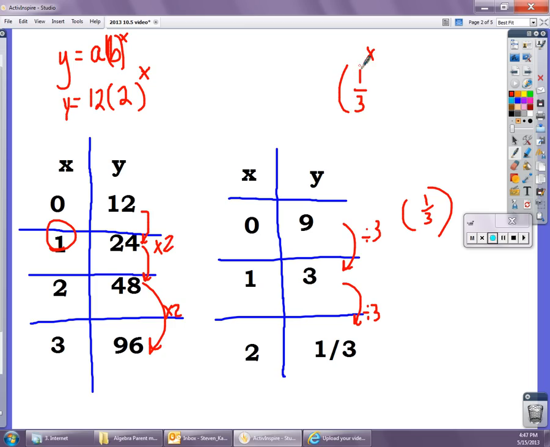Well, what was the y-intercept? What is y when x is 0? Well, you can see right here it's 9. So that's the initial value. So y equals 9 times 1/3 to the x power. It's okay if you didn't use parentheses. Sometimes you'll see it like this. Sometimes you'll see just the parentheses around the 1/3. It all means the same thing.